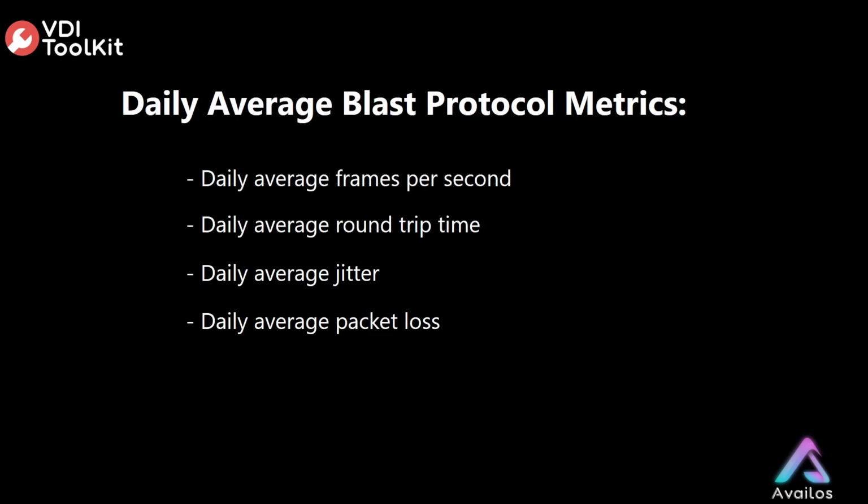So the daily average BLAST protocol metrics provide information on daily average frames per second, daily average round trip time, daily average jitter, and daily average packet loss. This allows you to identify trends within your environment, helping identify when performance changes occurred and noting when performance has degraded.